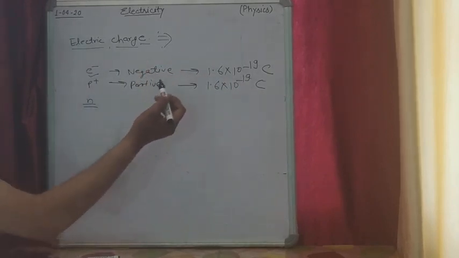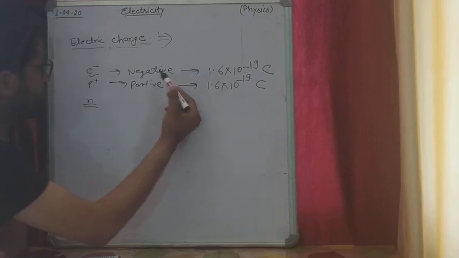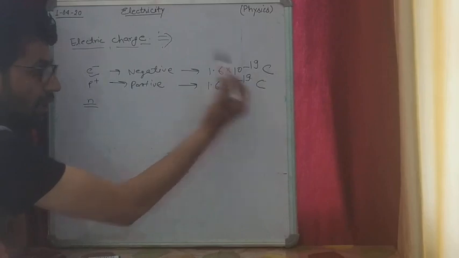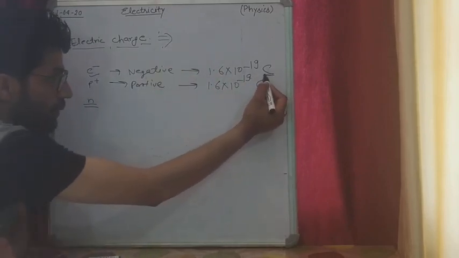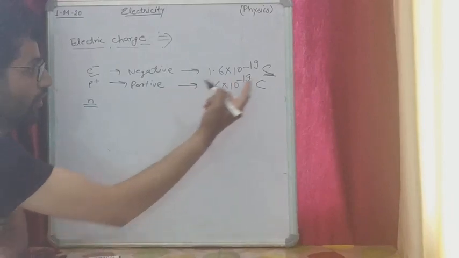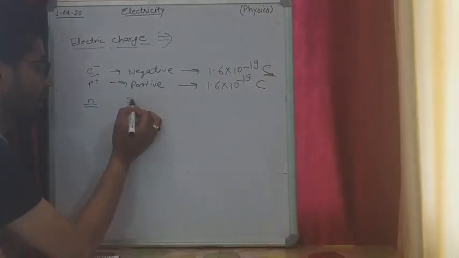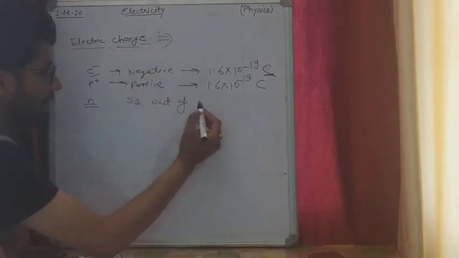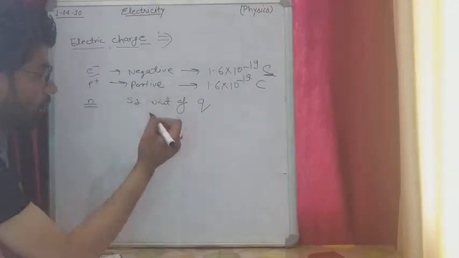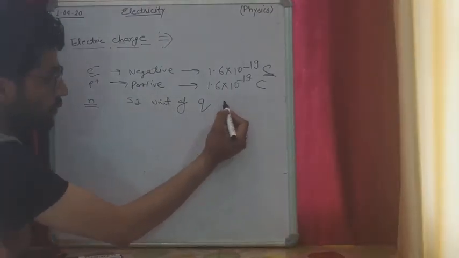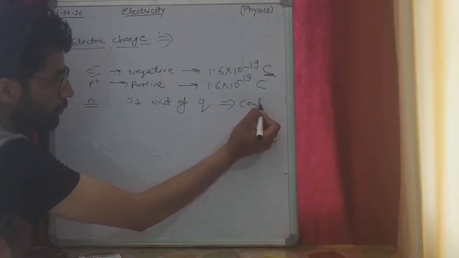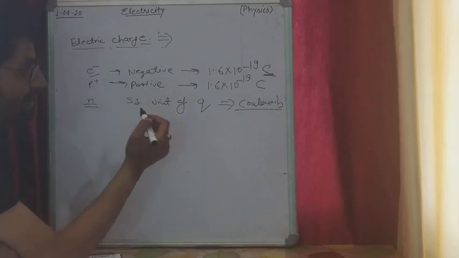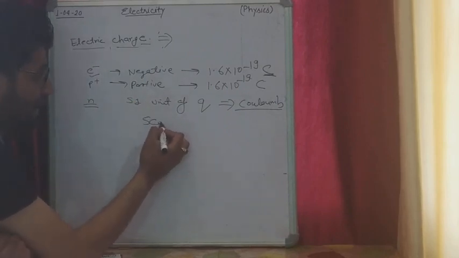You can say that the value of charge in an electron is 1.6 into 10 to the power minus 19 coulomb. What is coulomb? See, this is a unit. SI unit of electric charge is coulomb. You should know this thing also. Electric charge is denoted by Q. SI unit of electric charge, or Q, is coulomb. And this electric charge is a scalar quantity.